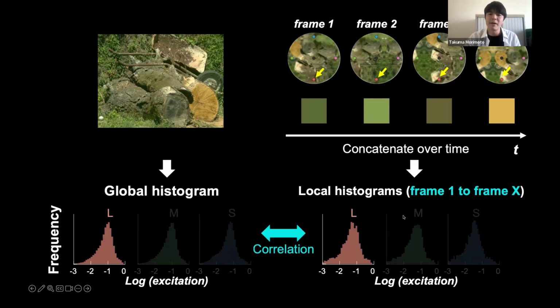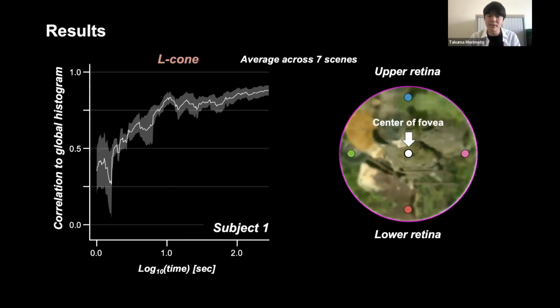We evaluated the similarity by taking correlation across bins for each cone class. So what we want to look at now is how this correlation develops over time. At the beginning of measurement, it's probably very poor, correlation is low, but over time as cones sample different colors, this correlation increases, which is shown here. This is the correlation between local histogram and global histogram of L cone at the center of fovea, averaged across 7 scenes.